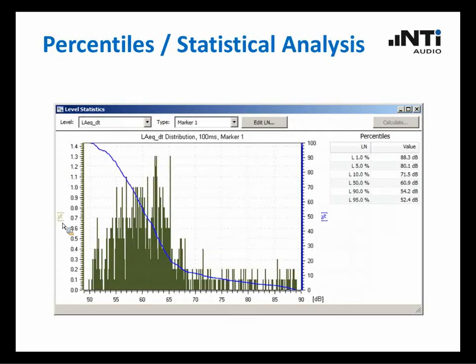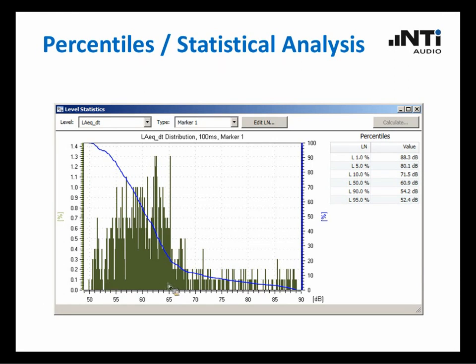You can see that here on this screenshot, which we have taken from our Data Explorer software. Here, this is the table with the different percentile results. You can edit this table and add more values if you want. Here, for instance, you see the L95 that I have mentioned before. That would be a good indicator for the background noise, and L1 is almost the maximum level that has occurred during my recording.